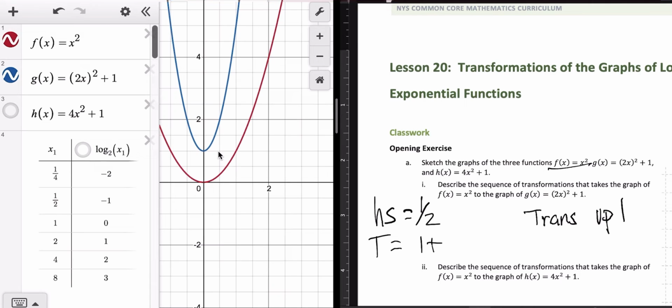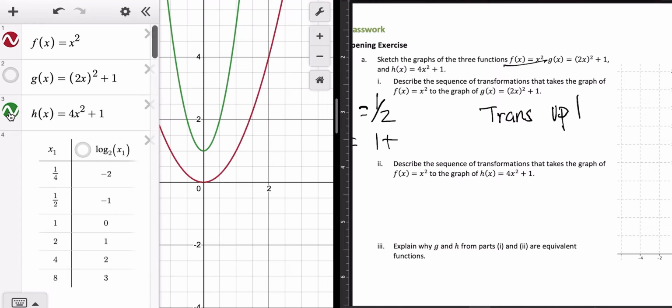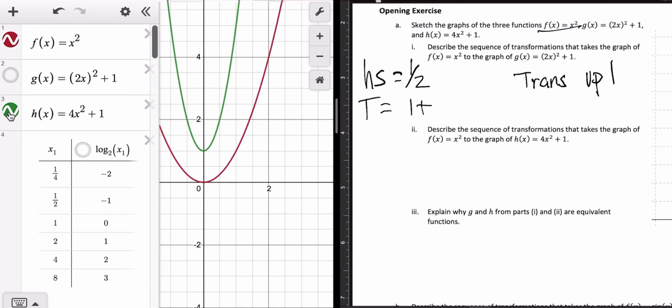All right, now number 2 here wants us to look at 4x squared plus 1, or h of x. So let's do away with that. And let's look at 4x squared plus 1. Now, that one looks a lot like the last one. So how do we want to talk about it? Describe the sequence. Well, we can see really quick that there is a translation of 1 up, right? Going up 1.